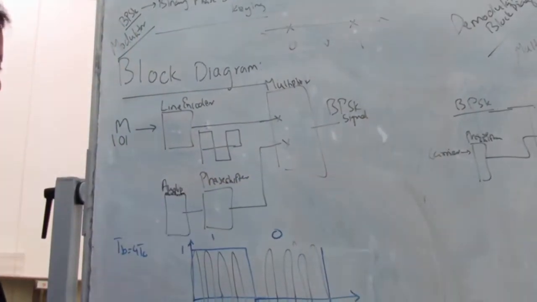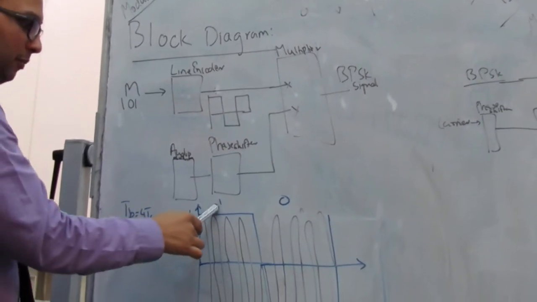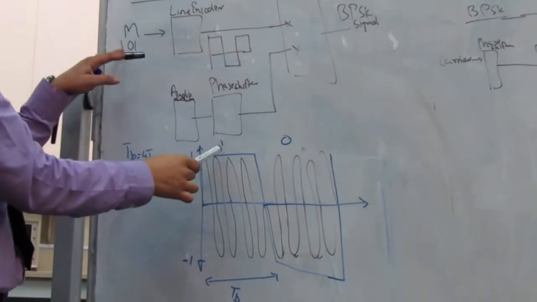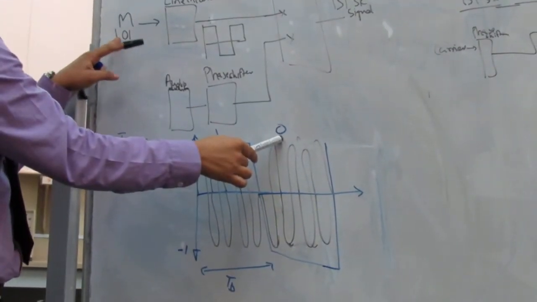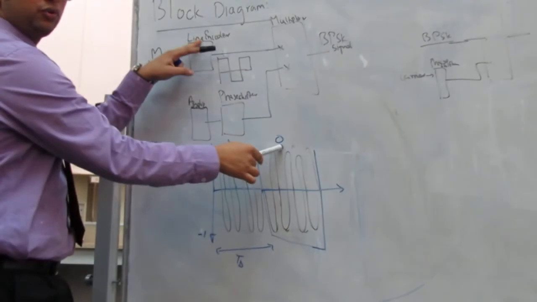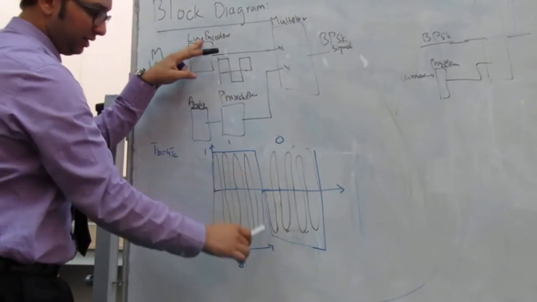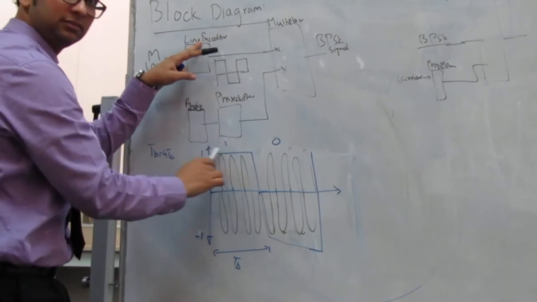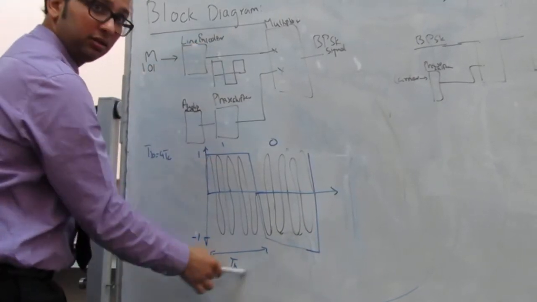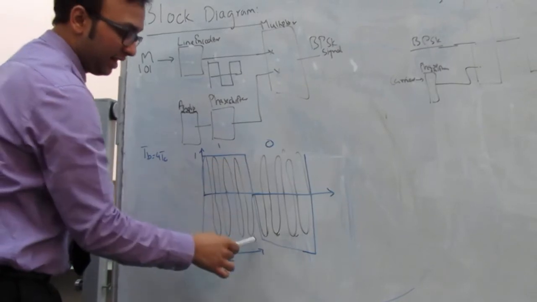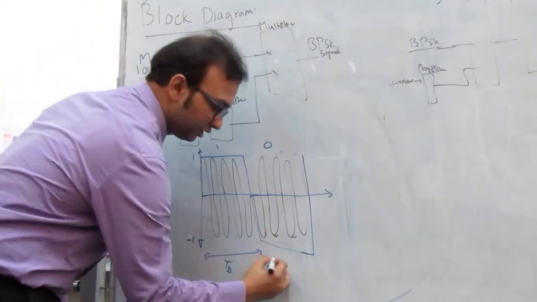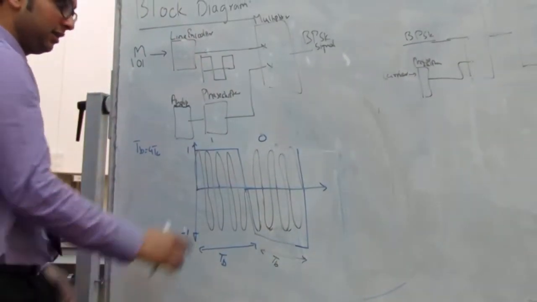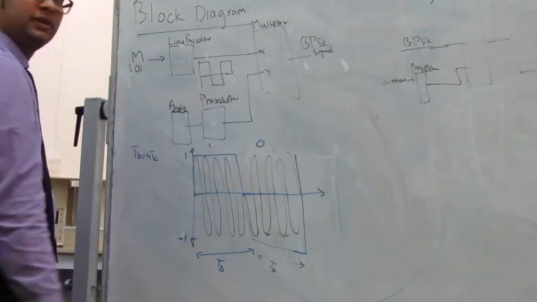Let us look at it. For example, I have bits 1 and 0, so M is 1 and 0. The line encoder will change it to square pulses. A 1 is represented as +1 for the duration of the bit clock, and 0 is represented as -1 for the duration of the same bit clock. So this is my line encoder output.